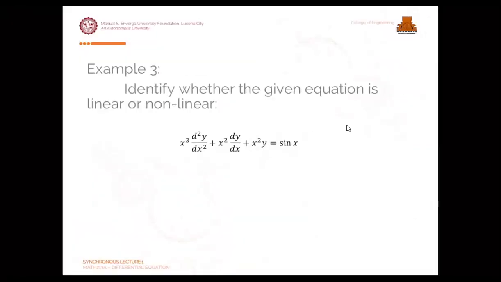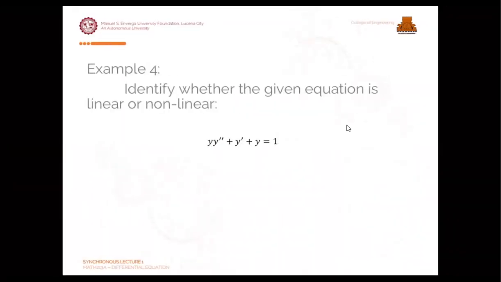Next, identify whether the given equation is linear or non-linear. Okay, so order first is 2, degree is 1, then linear or non-linear, let's check. What is multiplied to our differentials is the independent variable. What is multiplied to the function is also the independent variable. And here, what is inside the sine function is also the independent variable. So, therefore, this is linear. Okay.